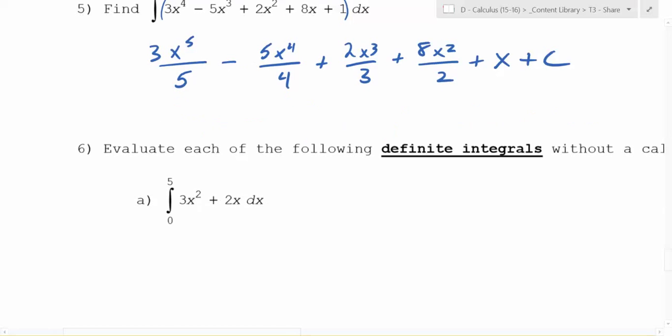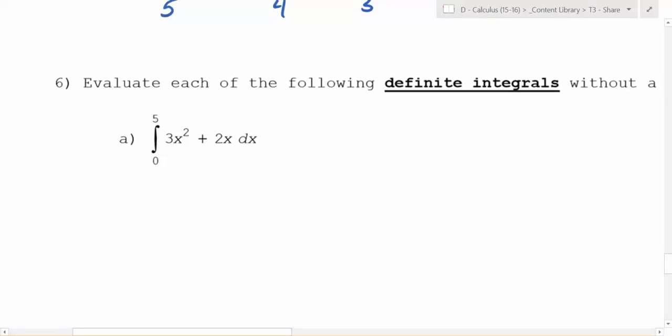Can you evaluate definite integrals? Absolutely. Take a look at this. Don't do it, but take a look at this. Can someone tell me what the indefinite integral of this is going to be? What is the indefinite integral? x cubed plus 2x squared over 2, it's just x squared, right? Plus c, and you're evaluating that, and I'm going to show you some notation here. You're evaluating that from 0 to 5.